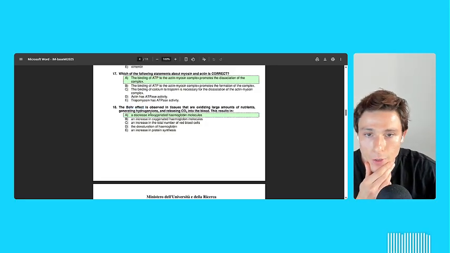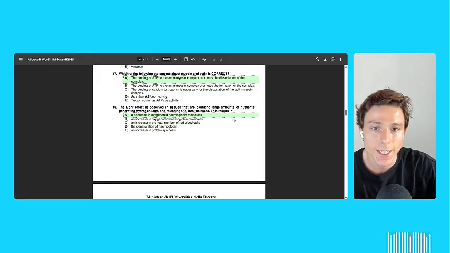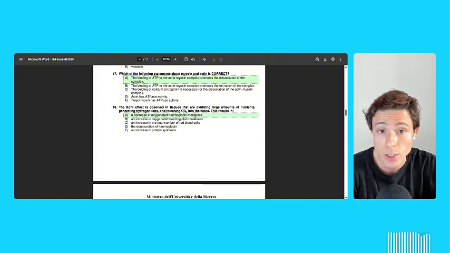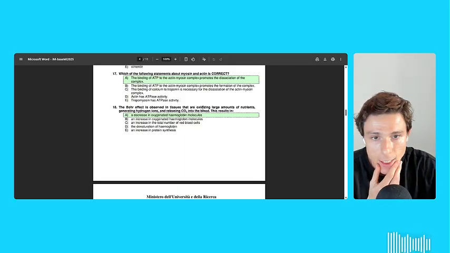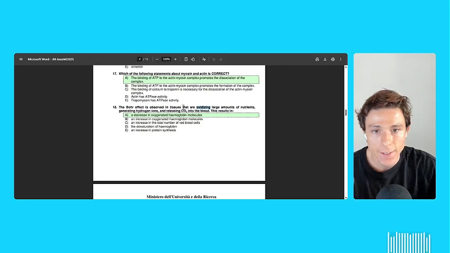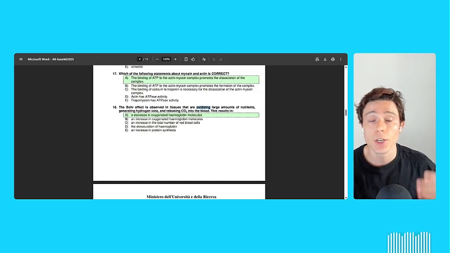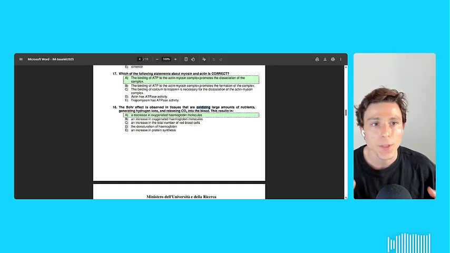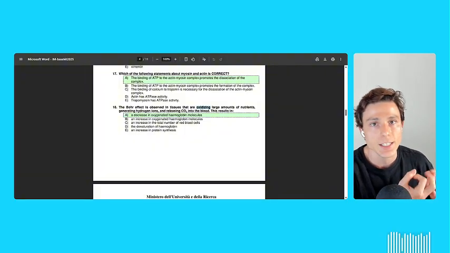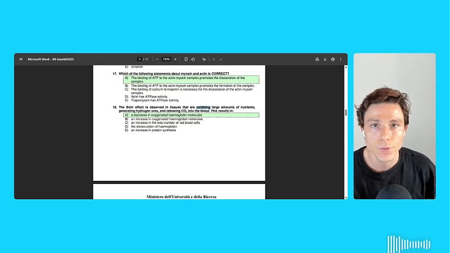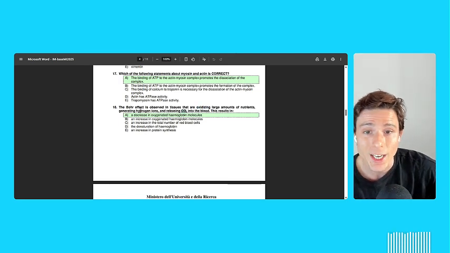So let's see. The Bohr effect is observed in tissues that are oxidizing large amounts of nutrients and generating hydrogen ions and releasing CO2 into the blood. This results in, first of all, so it's talking about the Bohr effect, and a key word here is oxidizing, okay? So it's saying that we see it very prominently whenever we have a large amount of oxidation going on. And remember, we're talking about cellular respiration, beta oxidation, so everything that is breaking down, catabolism, okay? We're breaking things down, proteins, fatty acids, carbohydrates, okay? So there's a lot of oxidative phosphorylation going on. All of this will generate a high amount of CO2, okay, along with hydrogen ions.